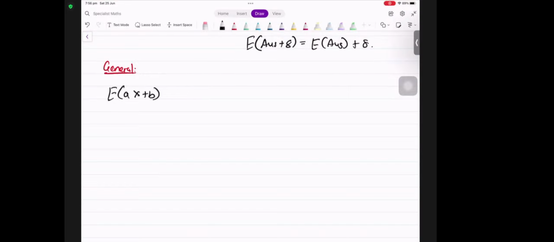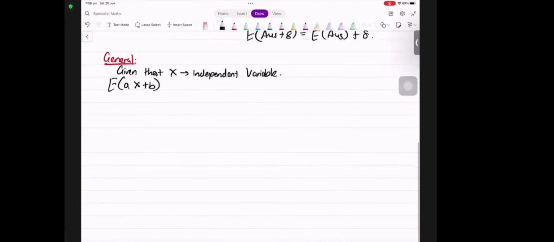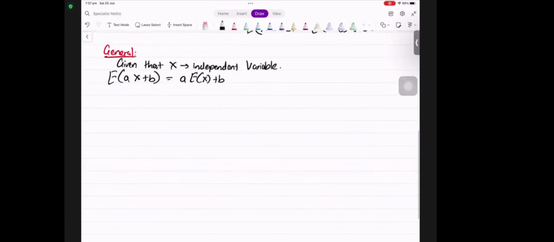So E of aX plus b, given that X is your independent variable. Well, this is just the same as a times E of X, plus b. So basically, this a just comes out, and you can just add the b as normal. Pretty much similar properties there. And these all have their own proofs, so you can just look in the textbook. I'm not going to bother putting the whole thing down because there's a fair bit.